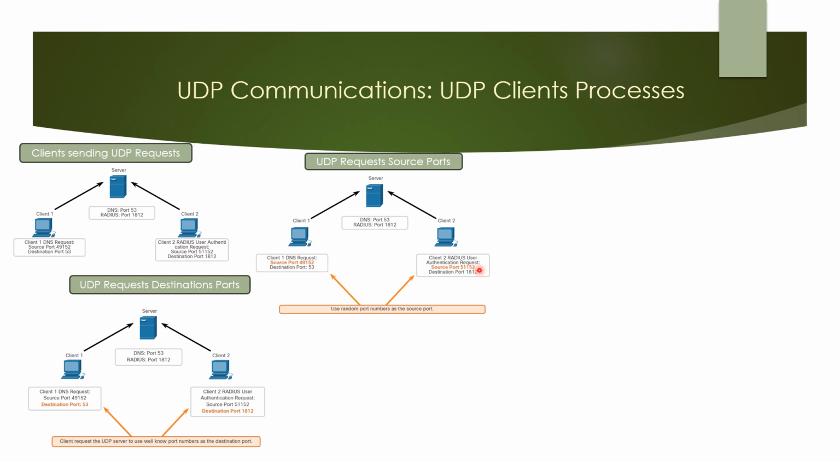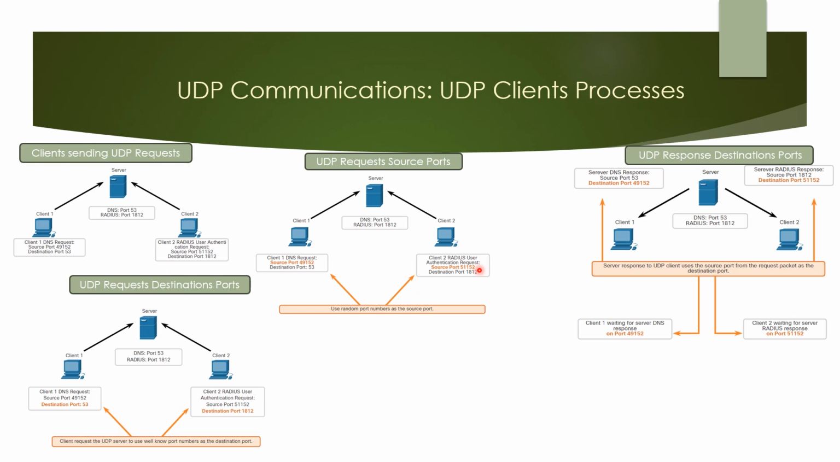Then we will have the UDP response destination. As you can see, when the server responds to the client request, it reverses the destination and source ports of the initial request. The server response for the DNS request now has this destination port, as highlighted here. And the port highlighted here will be the radius authentication response destination port.